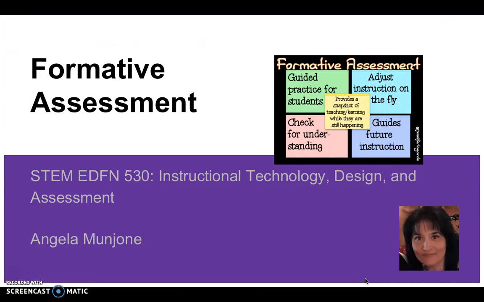Hi, my name is Angela Munjone, and I chose to do my final project on formative assessment, trying to give an overview with a concentration on useful classroom strategies that students can do in your classroom.